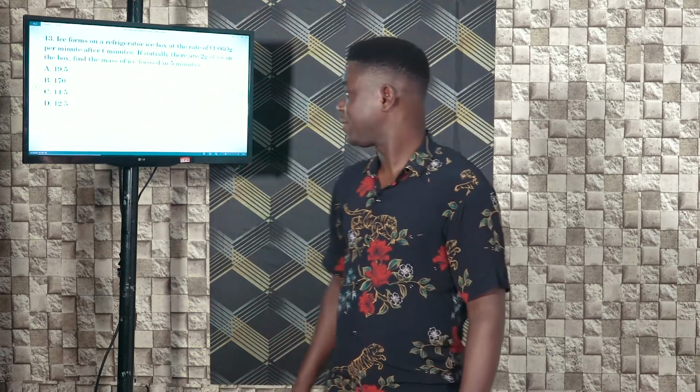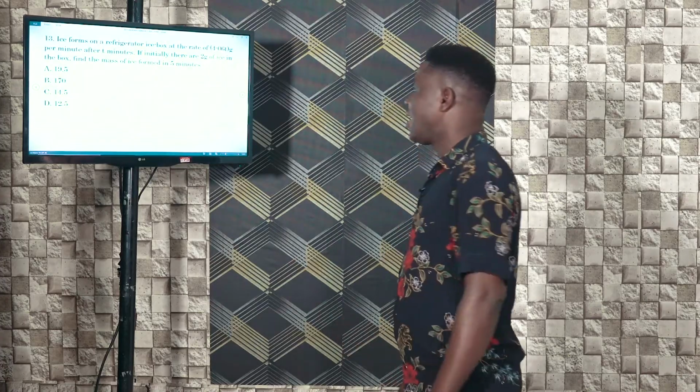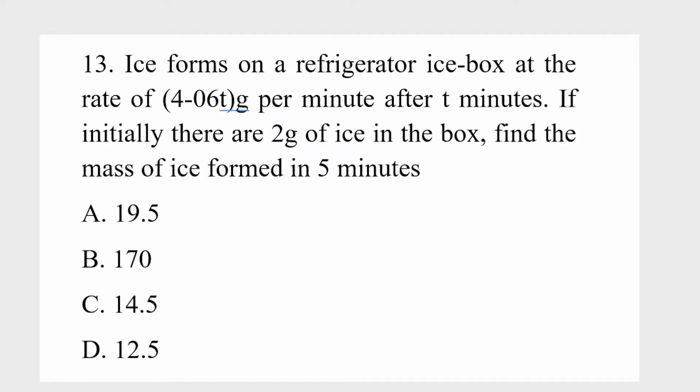Question number 13. Ice forms on a refrigerator icebox at the rate of 4 minus 0.60t grams per minute, after t minutes. If initially there are 2 grams of ice in the box, find the mass of ice formed in 5 minutes.